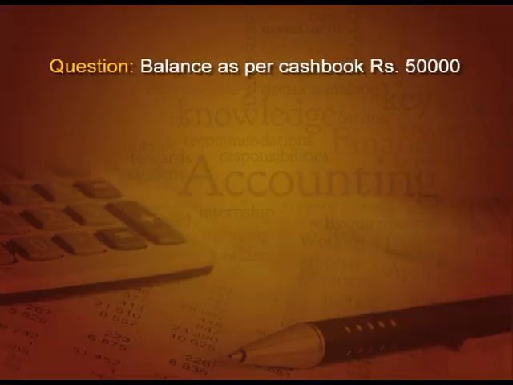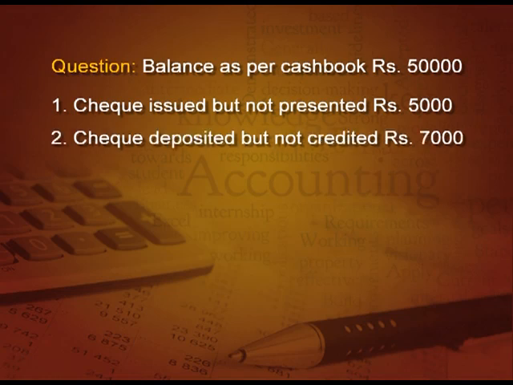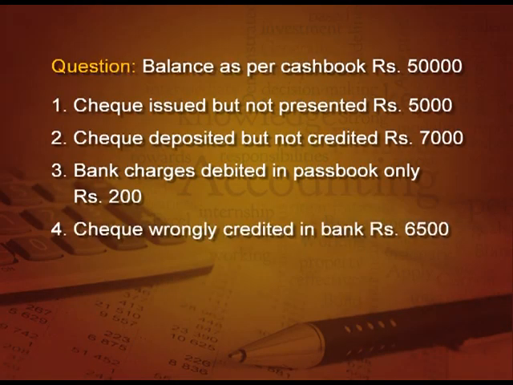Let us start with the question. Balance as per cash book given 50,000. First entry, check issued but not presented 5,000. Second entry, check deposited but not credited 7,000. Third one, bank charges debited in passbook only 200. Fourth entry, check wrongly credited in the bank 6,500.